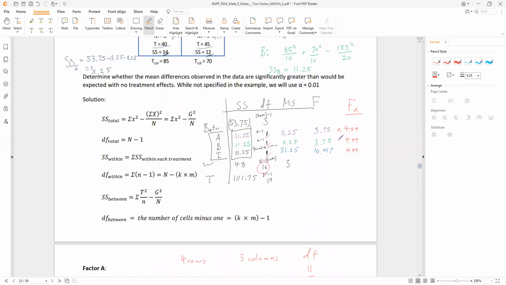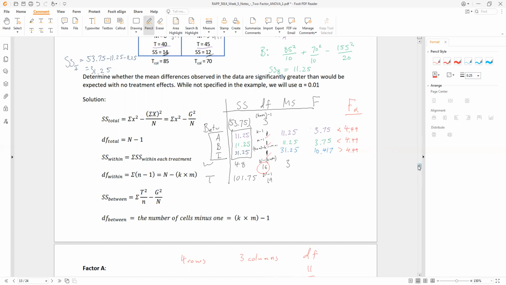Now these ones are less and this one's more. So what does this mean? This means that we are not confident enough to say that gender has an effect. We're also not confident enough to say that violence has an effect. But we can confidently say that there is some interaction between gender and violence that gives us an effect.